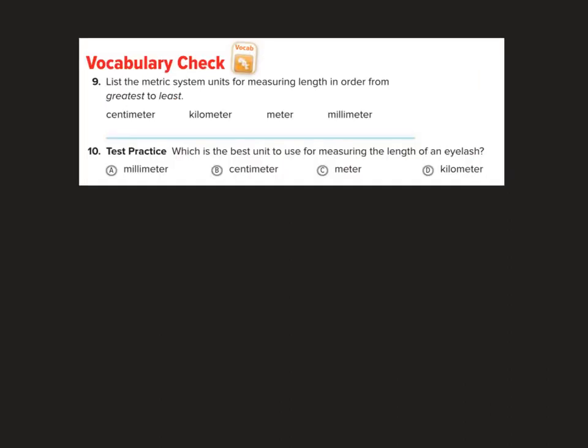Okay. List the metric system units for measuring length in order from greatest to least. Okay, so kilometer is the biggest. Then we have the meter, then we have the centimeter, and the smallest baby one is the millimeter. Which is the best unit for measuring the length of an eyelash? I'm going millimeter. I mean, you could maybe have really long eyelashes and say centimeters, but I think millimeters would give you a bit more precise estimate of the length of your eyelash.